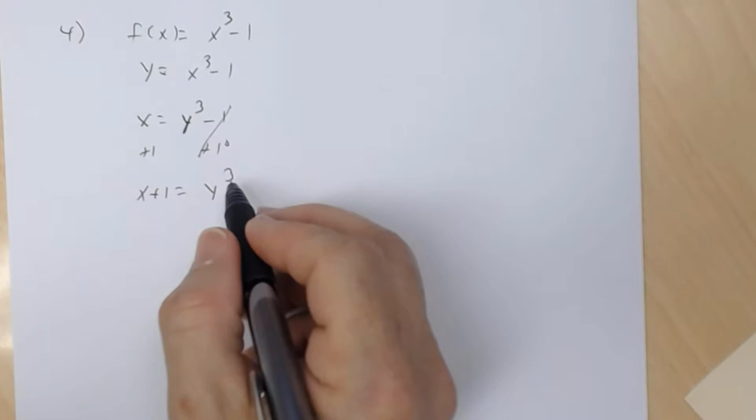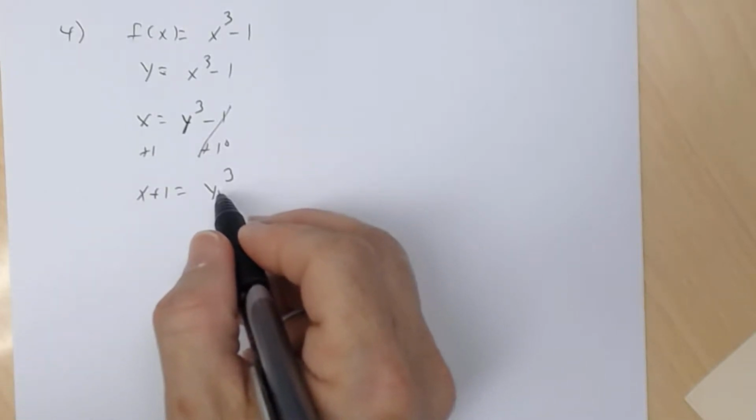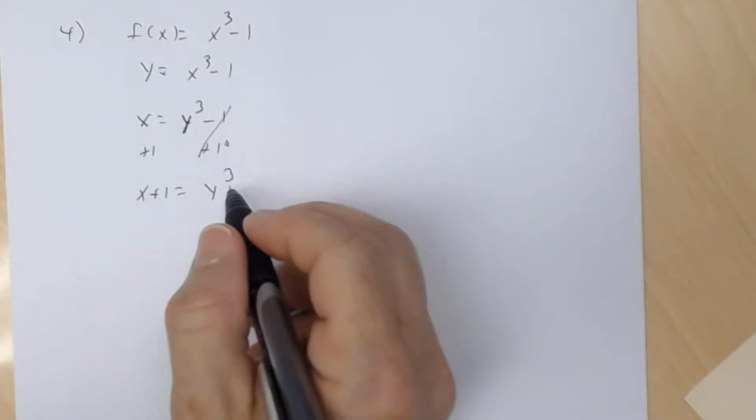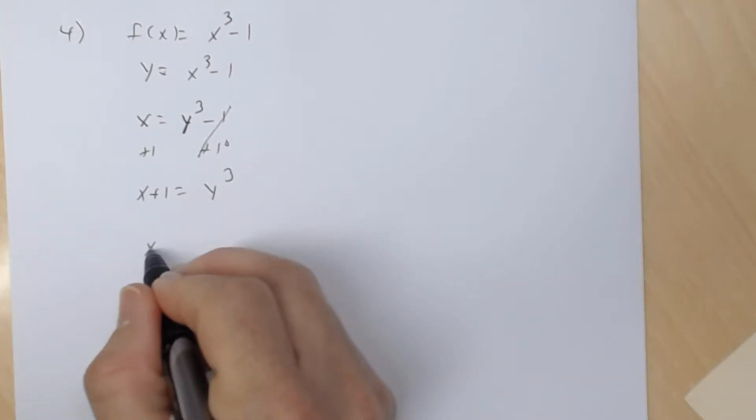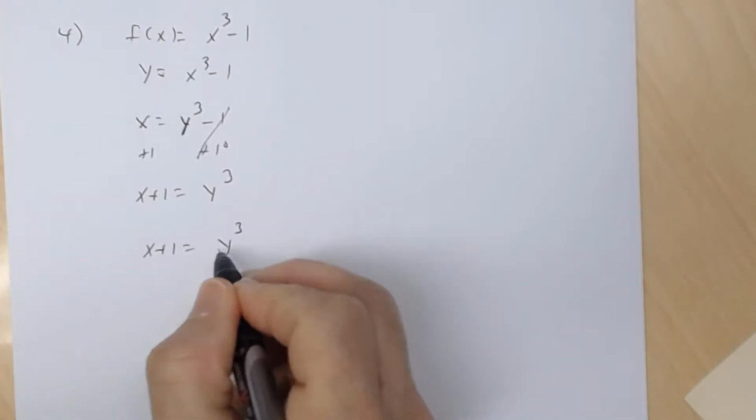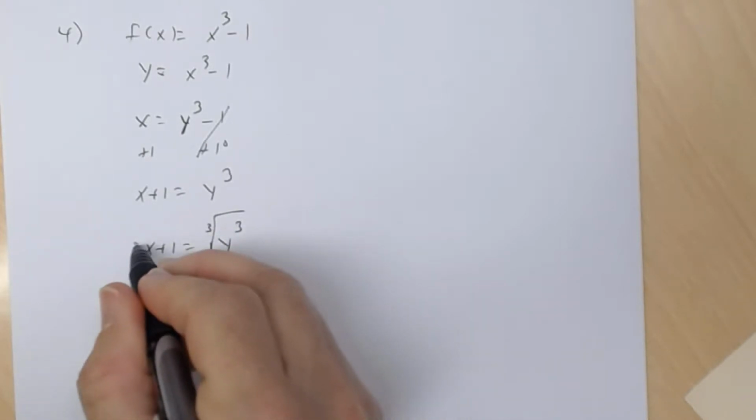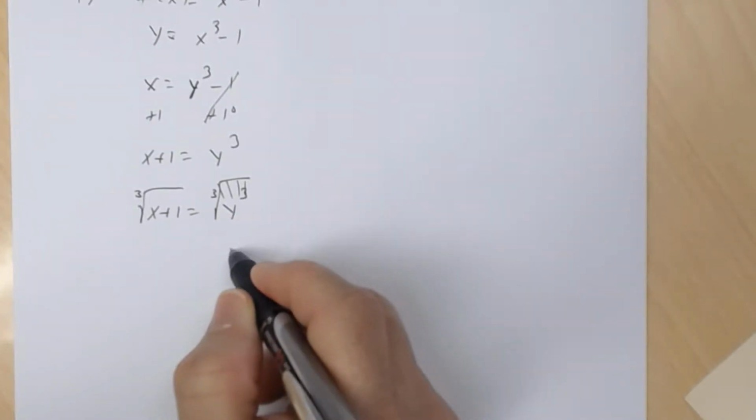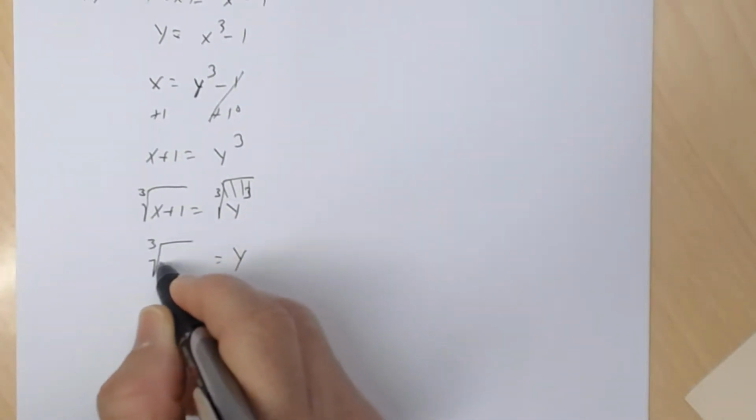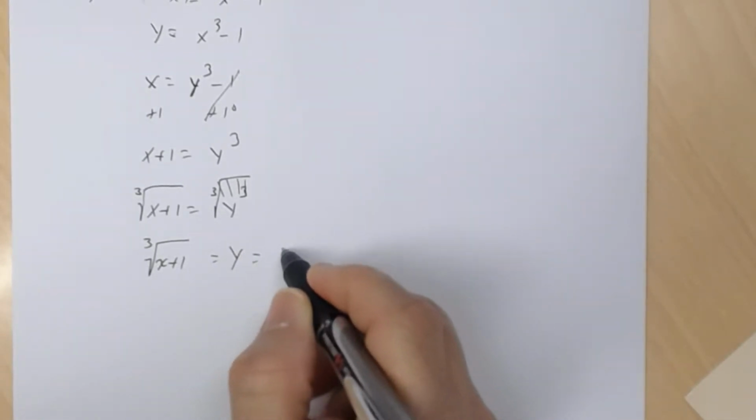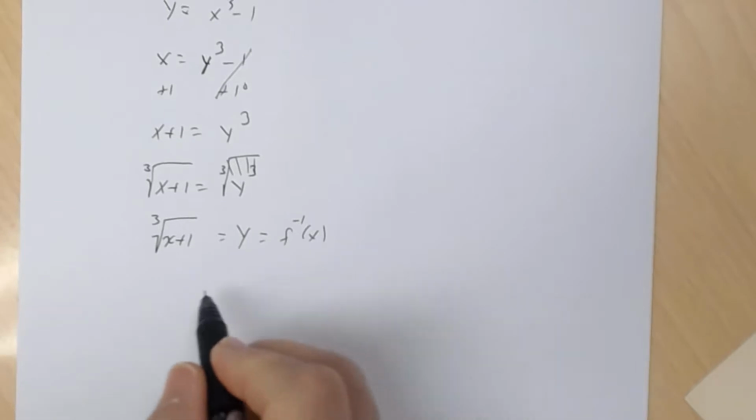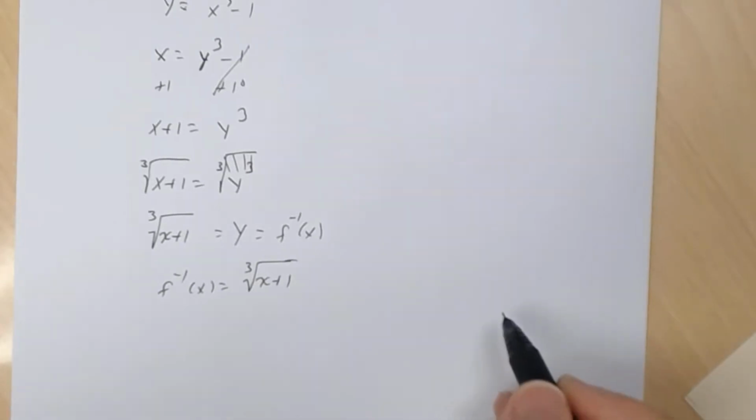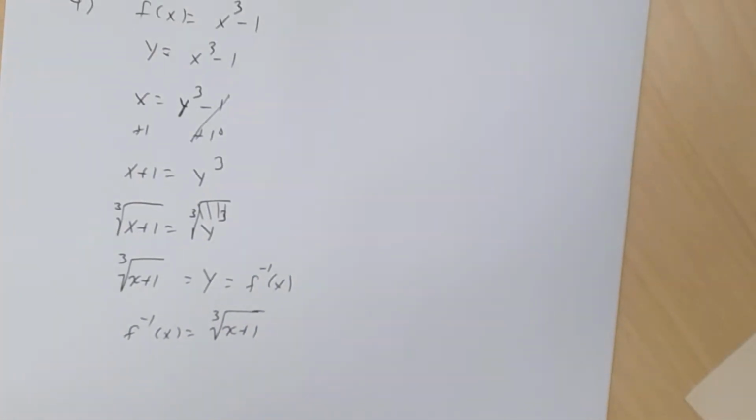Now remember, right now I'm raising y to the 3rd power. The whole idea is to get y by itself. So if I'm cubing y, what's the opposite of cubing y? Cube rooting. So to get y by itself, I'm going to take the cube root of both sides. And remember, the cube and the cube root undo each other, so you get y equals the cube root of x plus 1. And so that is f inverse of x. So f inverse of x equals the cube root of x plus 1. Okay? All right, now, number 5.